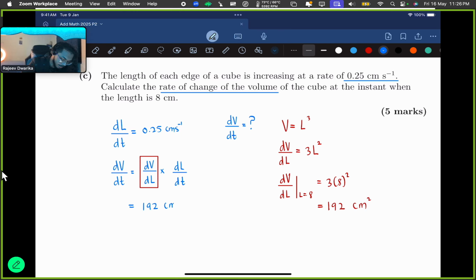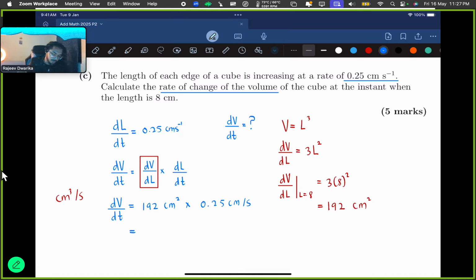And so then we're going to say 192, and watch how everything works out. dL/dt was 0.25 centimeters per second, a quarter. And that's supposed to be dV/dt. Now tell me something: dV/dt, what are the units for that supposed to be? What are we measuring volume in? Centimeters cubed per second. Let me see if that works out. So notice, centimeter squared by centimeter.